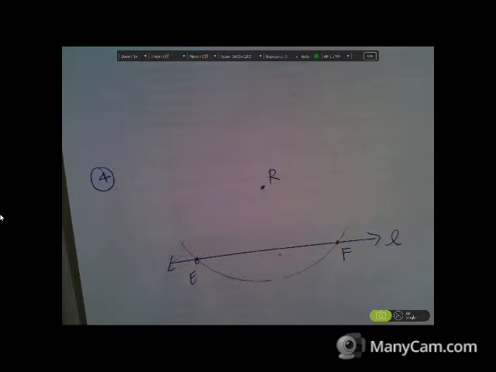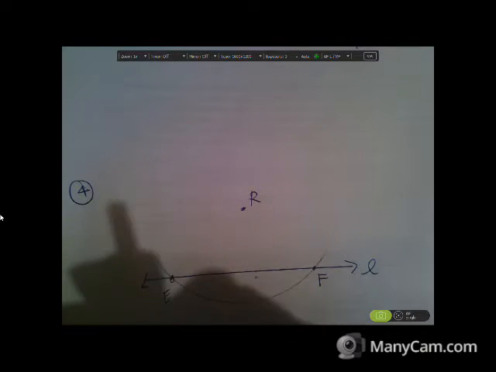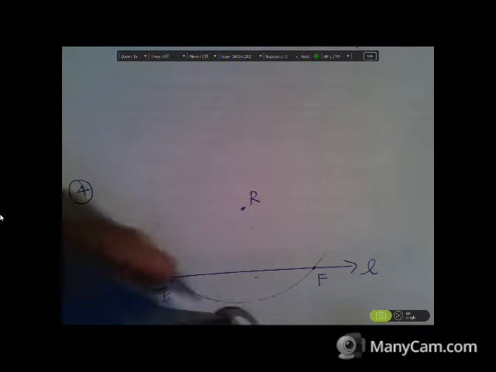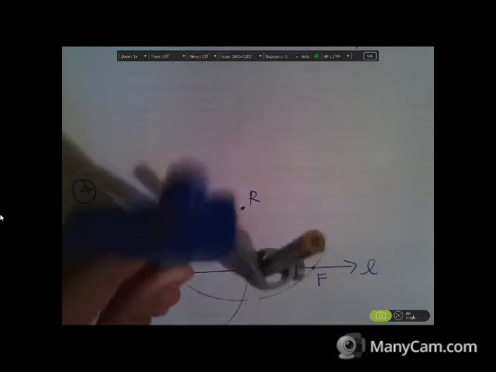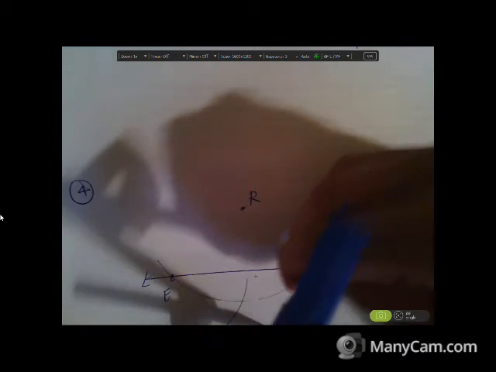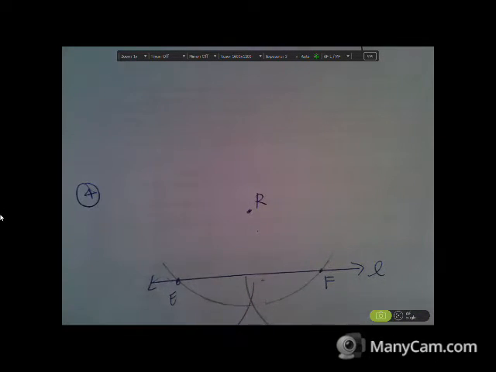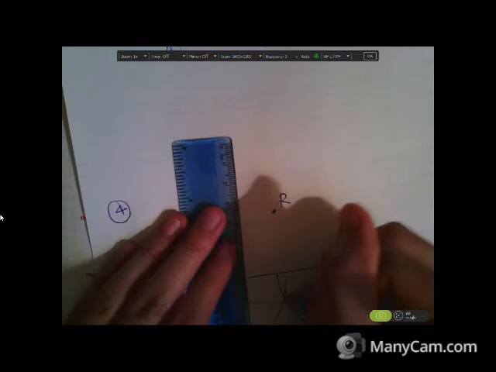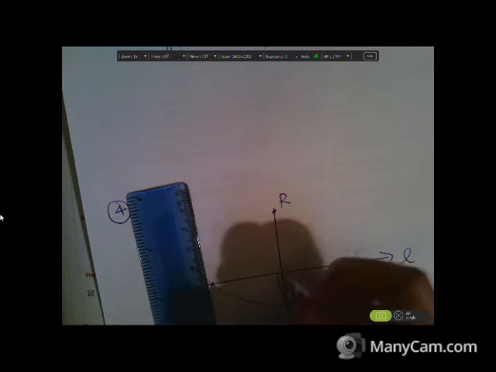Now what I'm going to do is, now that I got this part, it's the same exact process as problem 3. I'm going to put my compass at any width, and I'm going to draw an arc from point E. Maybe a little bit bigger. Around right here. And with this same width, I'm going to do it from point F. And where those 2 arcs intersect, I'm going to connect R, and I'm going to label this P. I'm going to connect R and P.